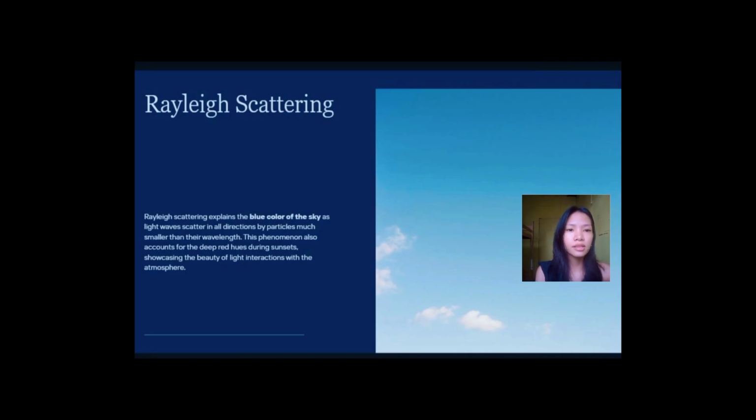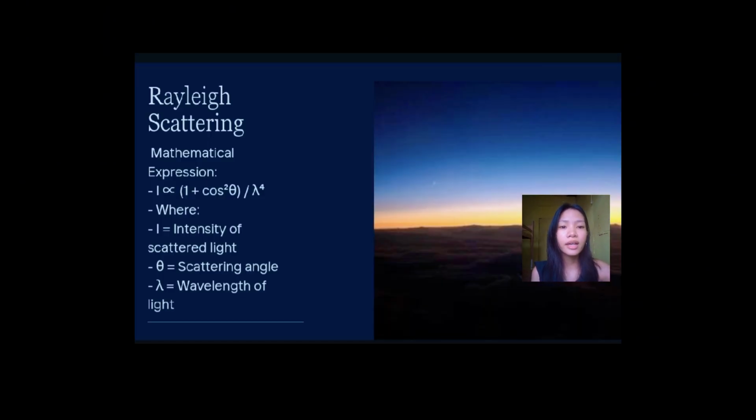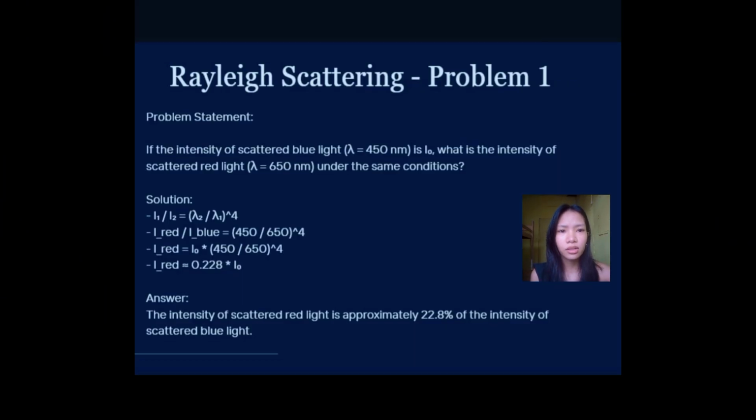Next, mathematically, the intensity of scattered light is given by the equation I is proportional to (1 plus cos squared of the angle) divided by wavelength to the power of 4. Here, I represents the intensity of the scattered light, the angle is the scattering angle, and wavelength is the wavelength of the light. This wavelength to the power 4 relationship shows that as the wavelength decreases, the scattering intensity increases dramatically. Next, to better understand this concept, let's solve a simple example.